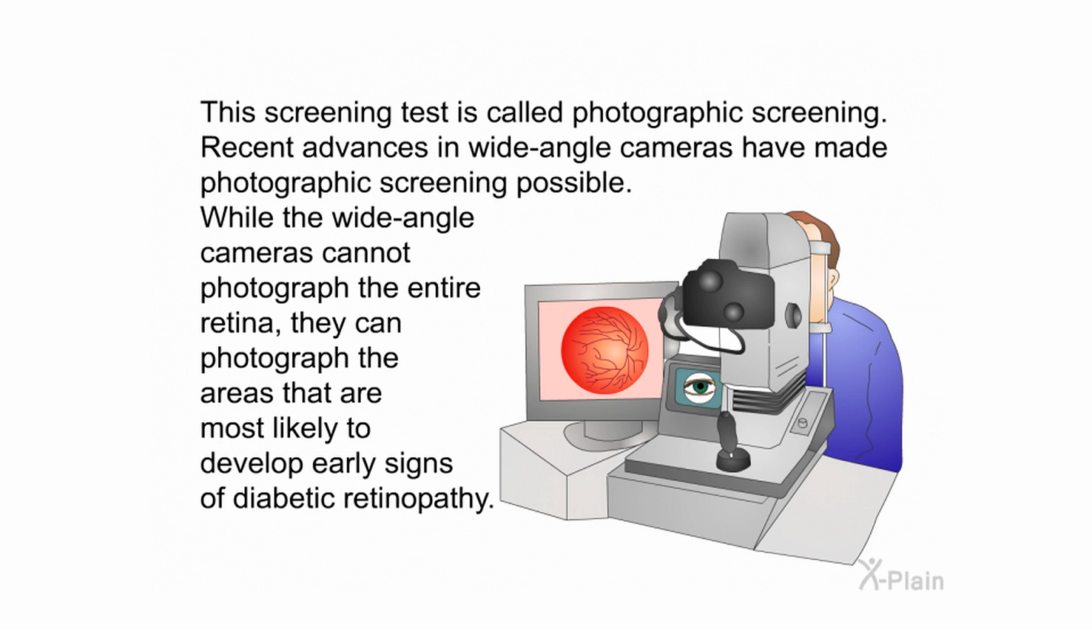This screening test is called photographic screening. Recent advances in wide-angle cameras have made photographic screening possible. While the wide-angle cameras cannot photograph the entire retina, they can photograph the areas that are most likely to develop early signs of diabetic retinopathy.